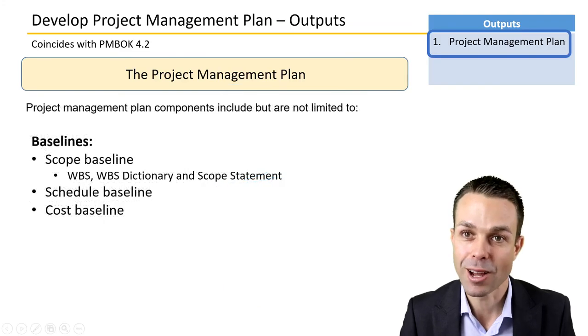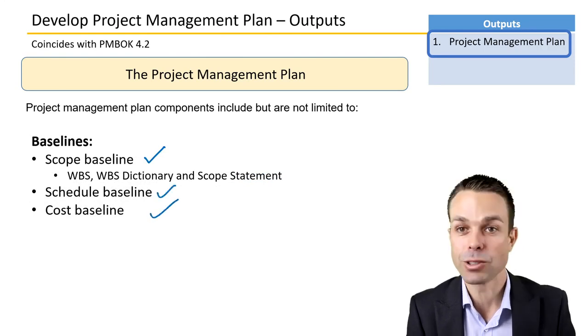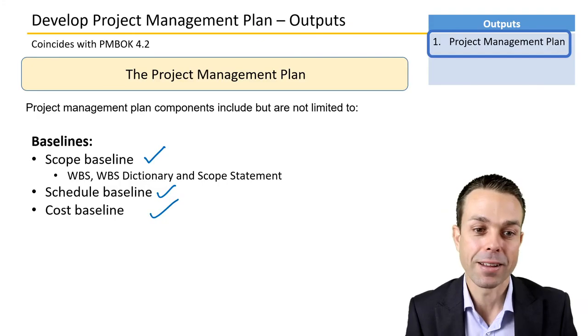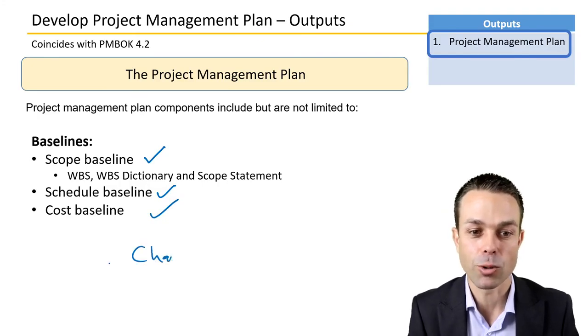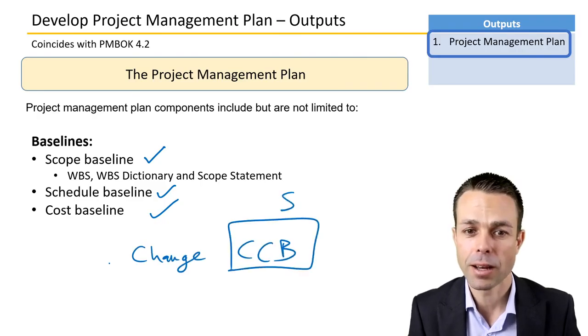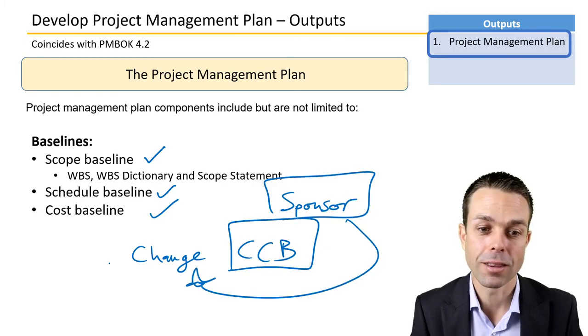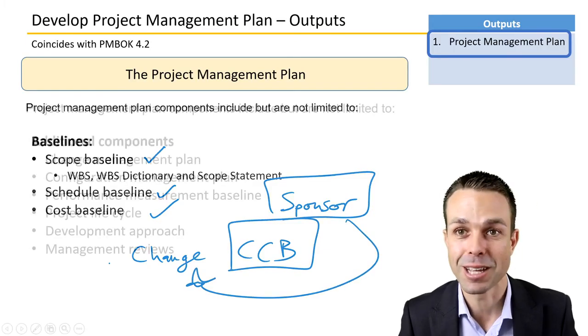You'll have baselined documents as well, as we spoke about a little bit before. The scope baseline is locked in a place in time. The schedule and the cost is also locked in a place in time. And then to make any changes going forward, you will need to go through the change request process and the change control board, which is usually made up of the sponsor and a few other people who will need to approve that change before it goes back into the baselined documents themselves.